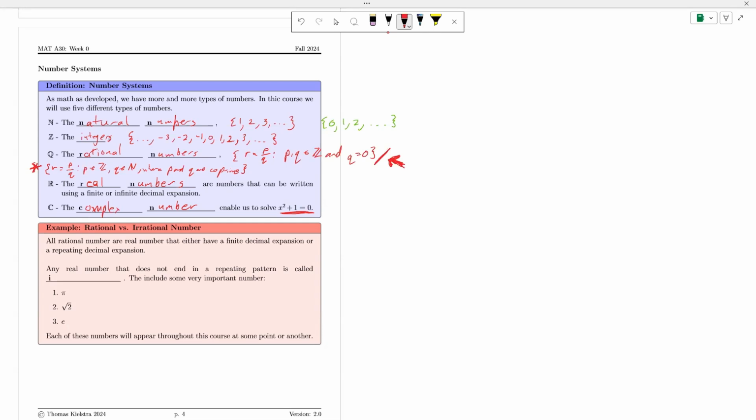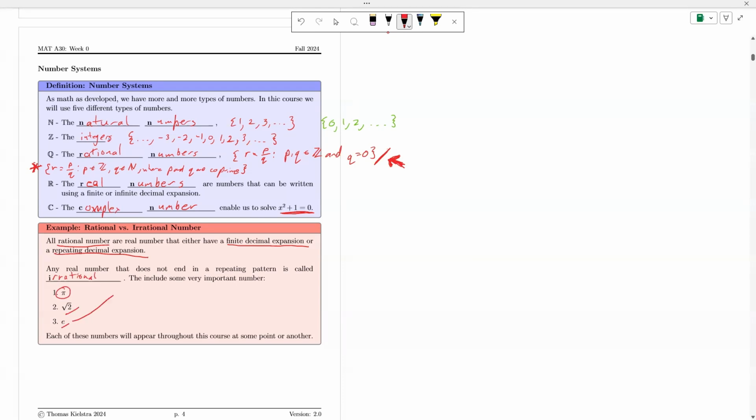Now, we talked about our rational numbers, and we talked about how there were multiple representations, but we also have our irrational numbers. All rational numbers are real numbers that either have a finite decimal expansion or a repeating decimal expansion. So there's either a pattern that shows up or it's finite. Any real number that does not have a repeating pattern is called irrational. This includes some very important numbers: pi, square root of 2, and e.